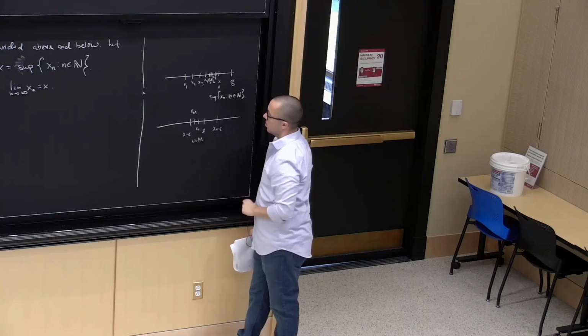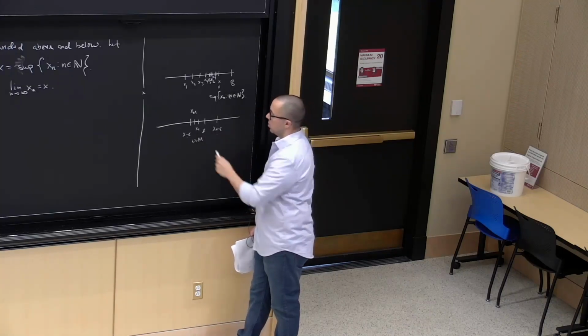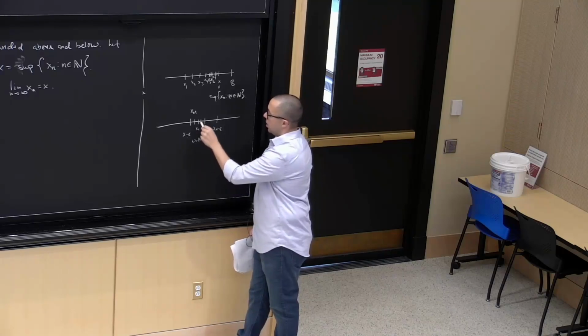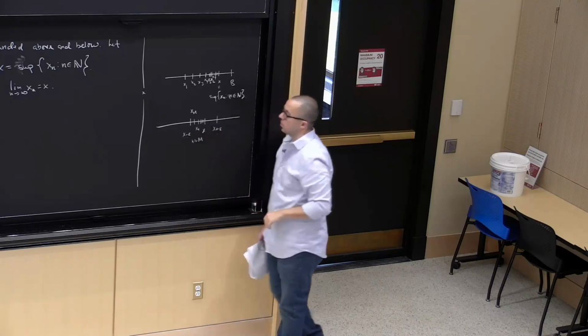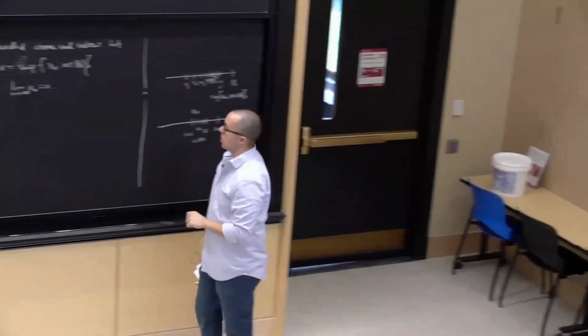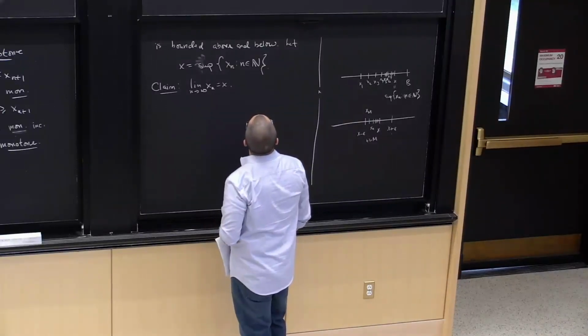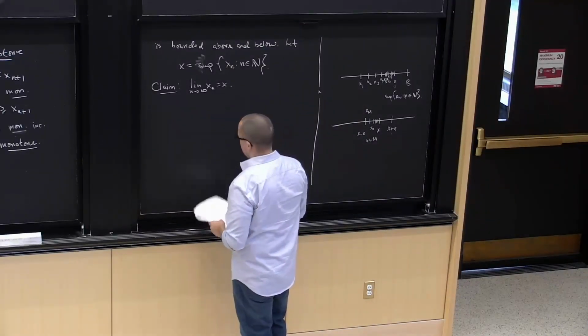And still less than or equal to x because x is the supremum of all the entries. So then for n bigger than or equal to capital M, they all have to lie in this interval. And that's why the sequence converges to the supremum of this set. So we're using, in a crucial way, the fact that this sequence is monotonic increasing.